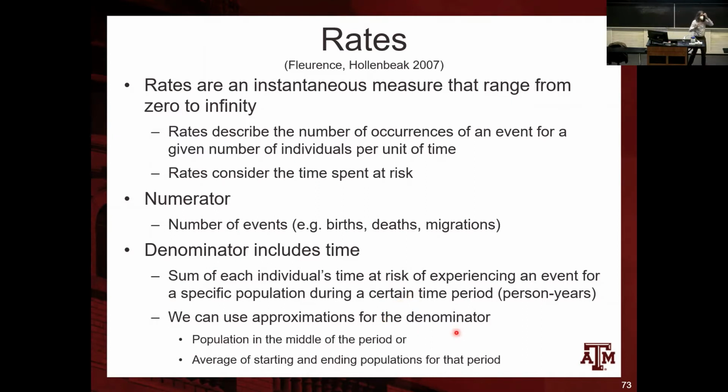Or another way to approximate it, let's say that I have the population in January and the population in December. Add both of them, divide by 2, and I also get a good approximation of my person years, the number of years that people were exposed to the risk of dying in that example. So for rates, technically, the denominator should be person years. We usually don't have such refined data, so we use these approximations. Usually the first one, the population in the middle of the period.